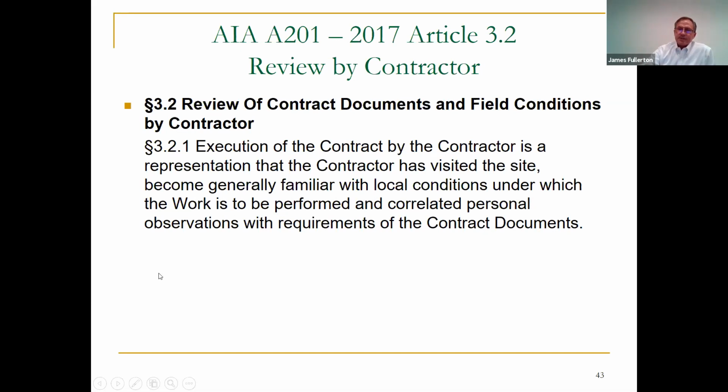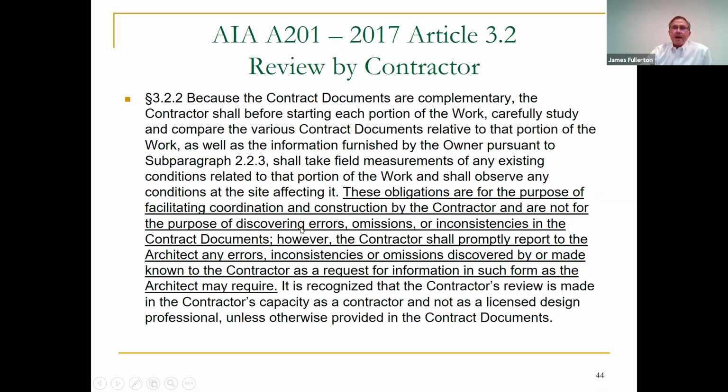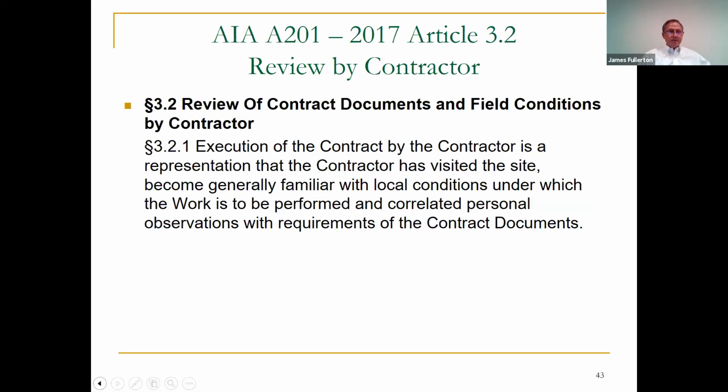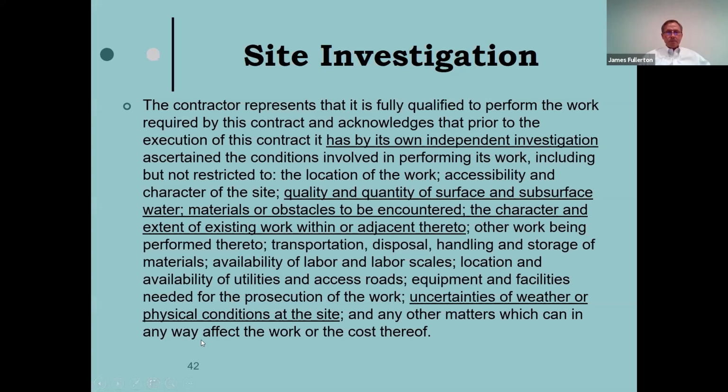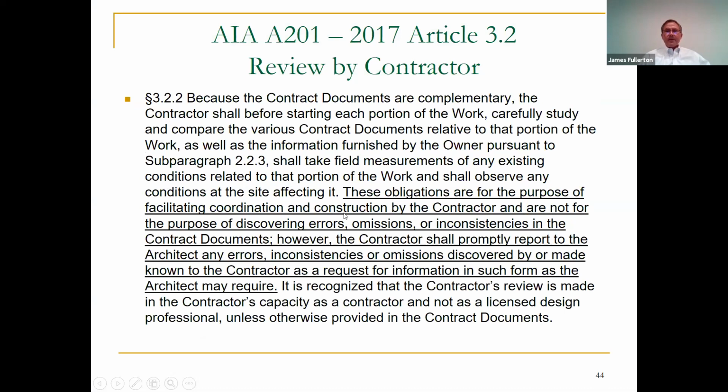That's a lot different than a provision. Sometimes they say contractor warrants to the owner that the plans and specifications are correct. I mean, that's crazy. You can't agree to that. The AIA document says affirmatively, these obligations are for the purpose of facilitating coordination, and the owner, they're not for, the contractor doesn't have the burden of discovering errors, omissions, or inconsistency in the contract documents. However, if we see any, we will promptly let you know.